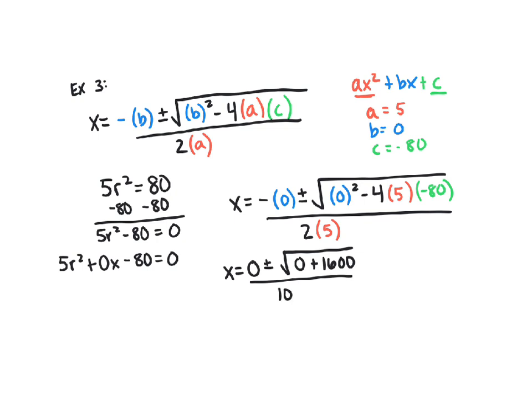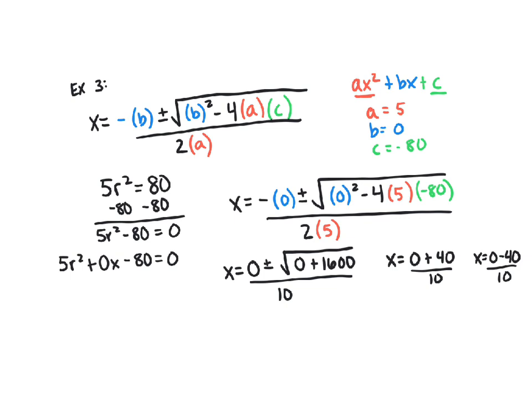Alright, now 1,600 is not a perfect square that we've talked about at all, so you might want to get your calculator out now and just do the square root of 1,600. So that's going to give me 40. So then we've got x equals 0 plus 40 divided by 10, and x equals 0 minus 40 divided by 10. See why it was important to keep that 0 out in front? Usually we could just get rid of a 0, but we have to add and subtract.